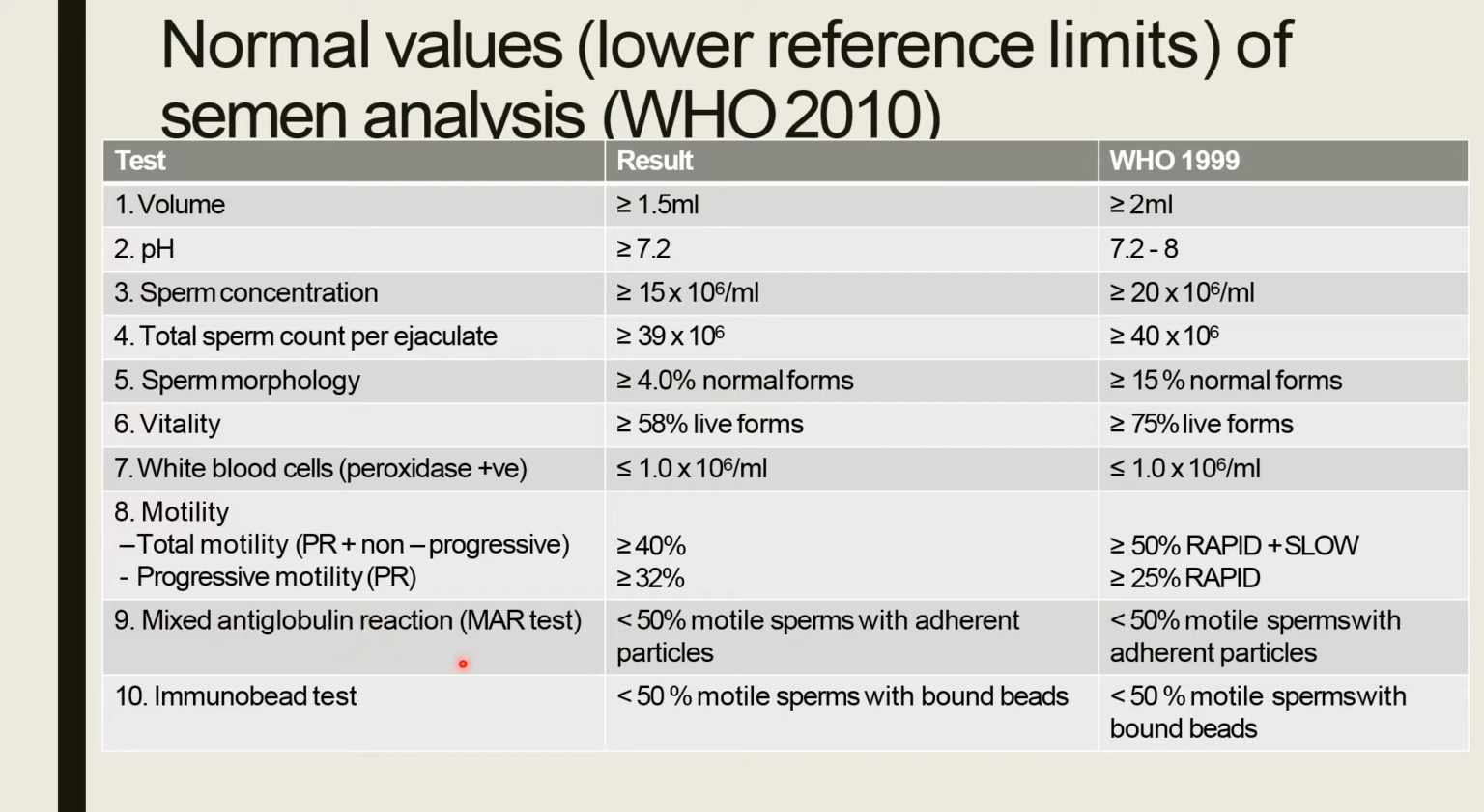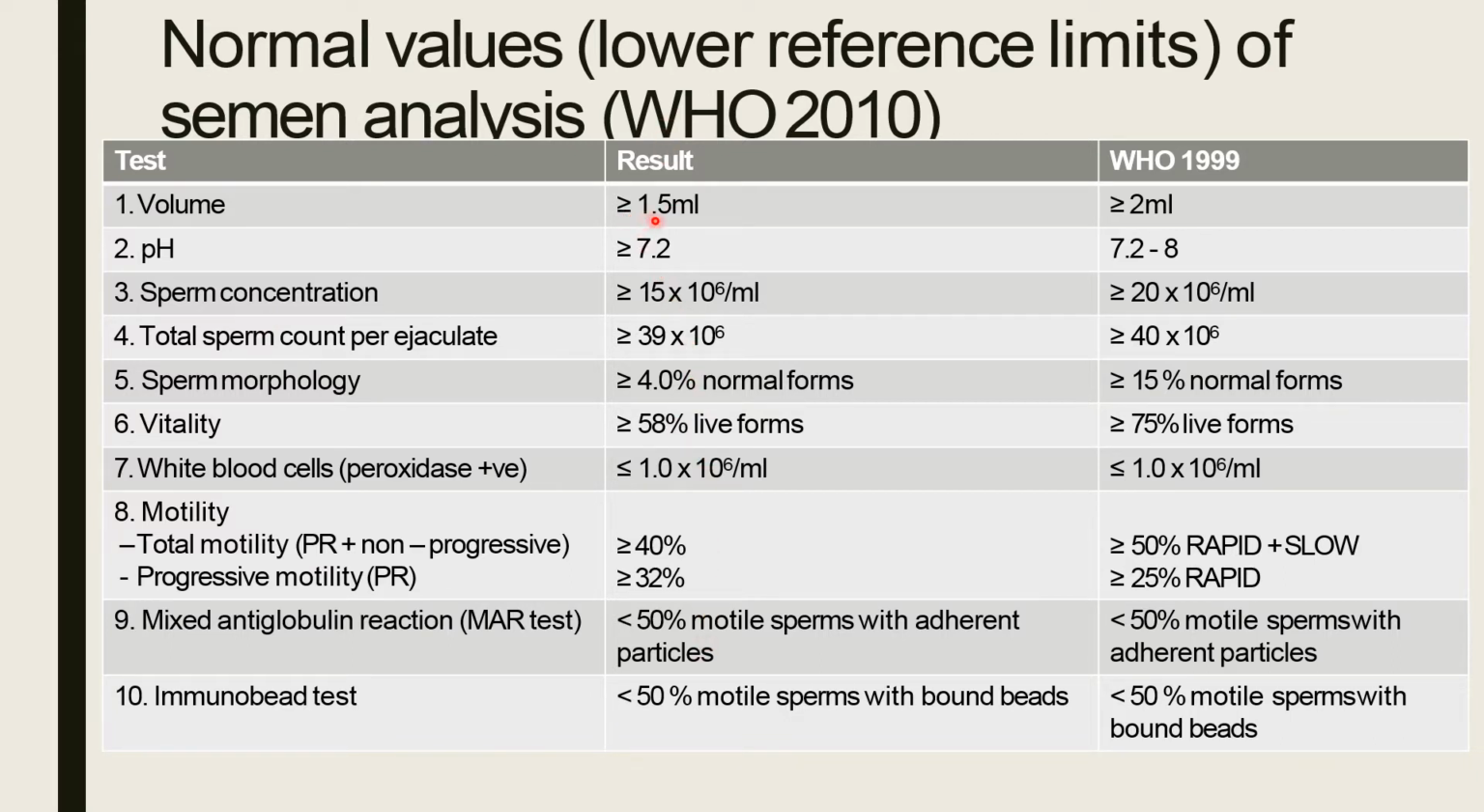And it is for the MAR test, that is mixed antiglobulin reaction. And then the immunobead test: less than 50% of sperm should be bound with beads. So the antibodies should be binding to less than 50% of sperms. So the criteria is the same in 1999 and 2010. So we are following these criteria that are of 2010.